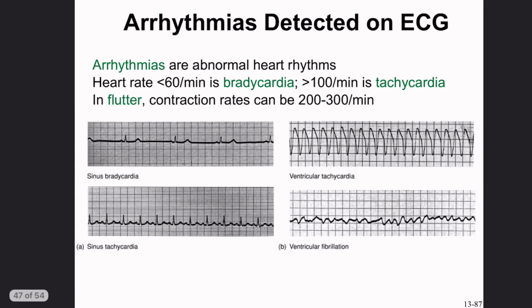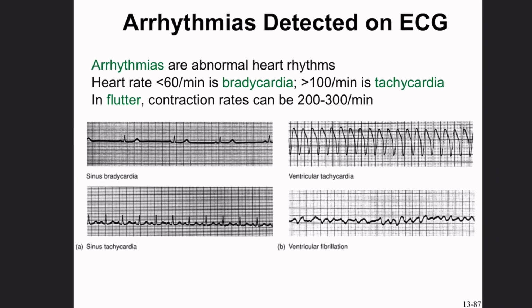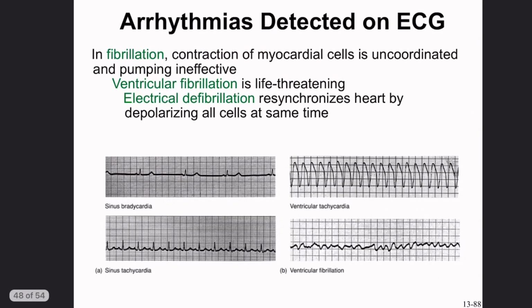The last thing we'll talk about are arrhythmias. Arrhythmia is just an abnormal heart rhythm. First off, anything below 60 beats per minute is considered bradycardia. Anything above 100 beats per minute is considered tachycardia. And in flutter, when you have a heart flutter, contraction rates can actually be as high as 200 to 300 beats per minute. Sounds scary.